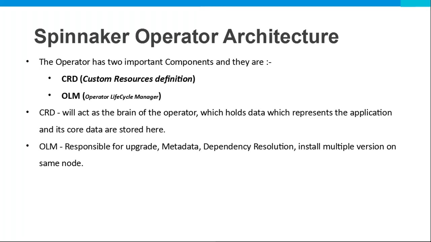And OLM is by default available in OpenShift. You don't have to explicitly go ahead and configure an OLM for OpenShift. Whereas coming to Kubernetes, you have to explicitly make this available on Kubernetes.